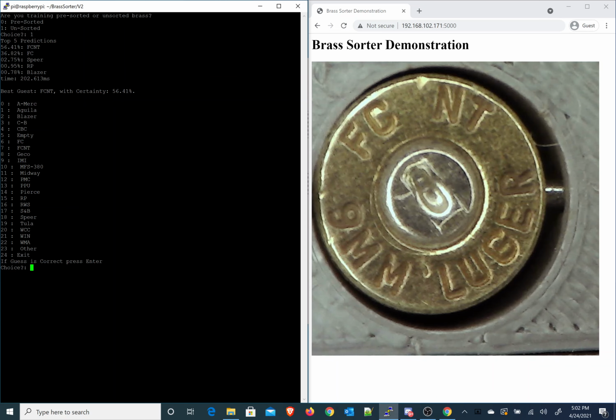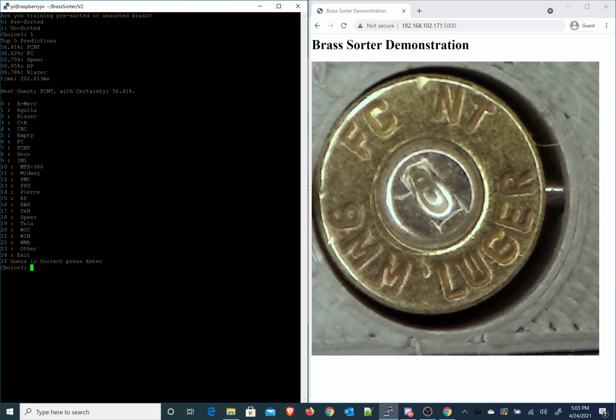So right now, we're in training mode. This is correct. So I have two options. If it's correct, I can just press enter. I don't have to do anything else. It saves this picture, and then this picture can get rerun through the training algorithm at a later time.